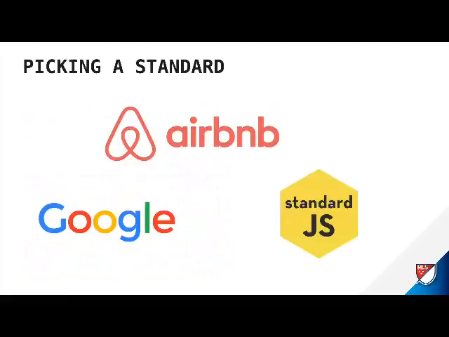So there are a number of standards to pick from, right? By standard, what I really mean is JavaScript style guide. Airbnb has one that is now community driven. Standard JS is one that is picking up a lot of steam that is also community driven. Google has a style guide too, and Airbnb has an ESLint plugin.